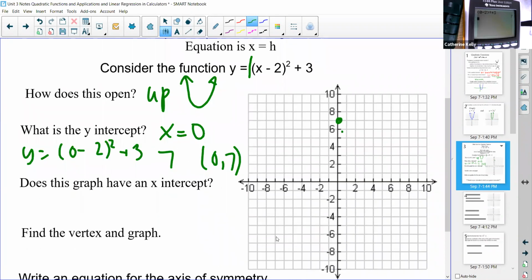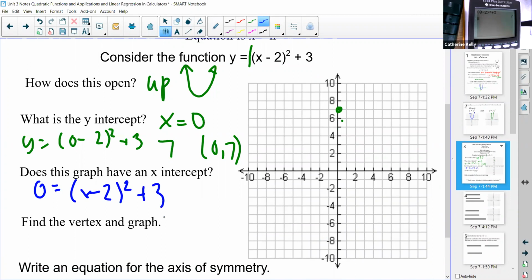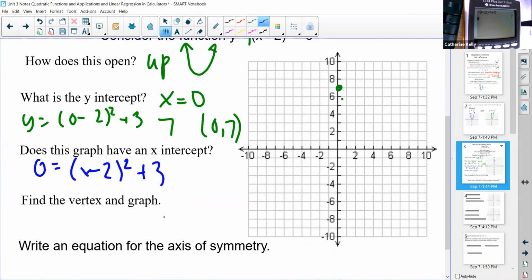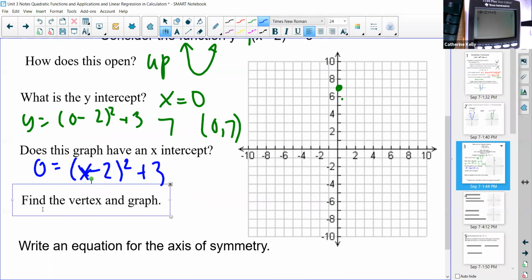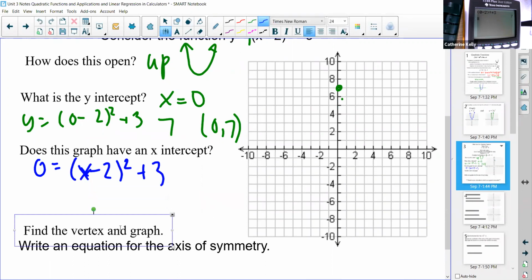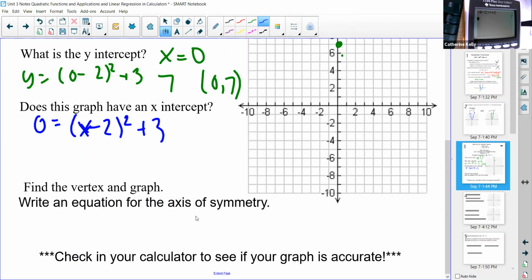Does this graph have an x-intercept? If it does, then y equals 0. So 0 equals (x minus 2) squared plus 3. I'm going to wait to see when we graph it if it has an x-intercept. I don't want to do the whole foiling, and I mean, we should. Let's do it. So let's move this down. I need some space.